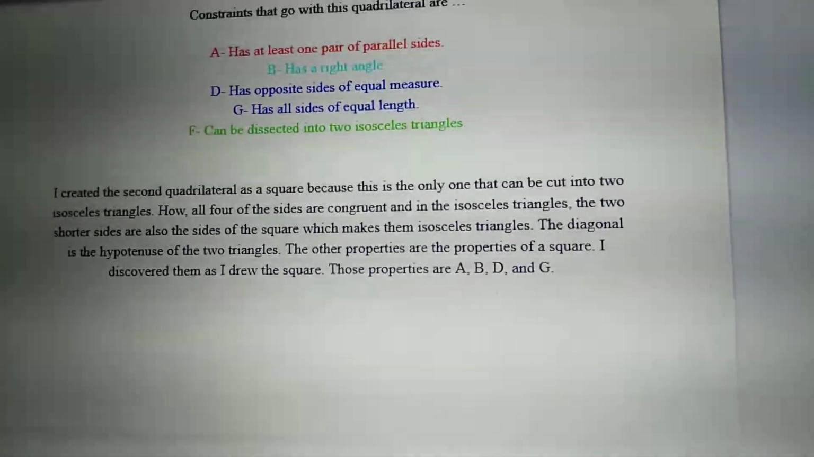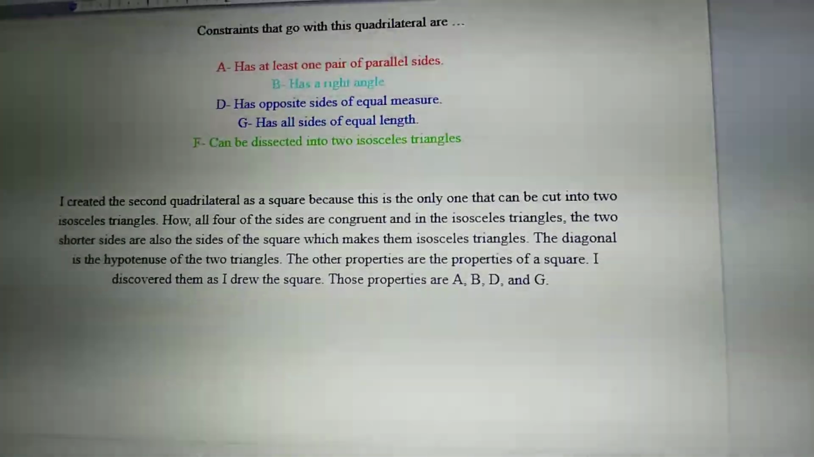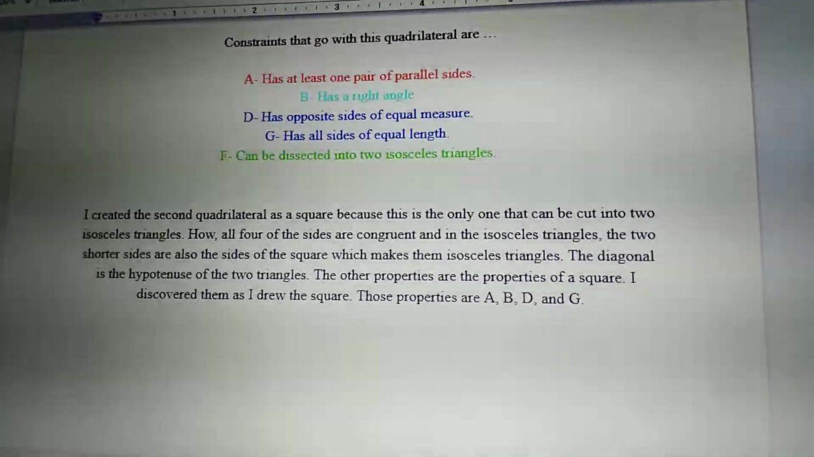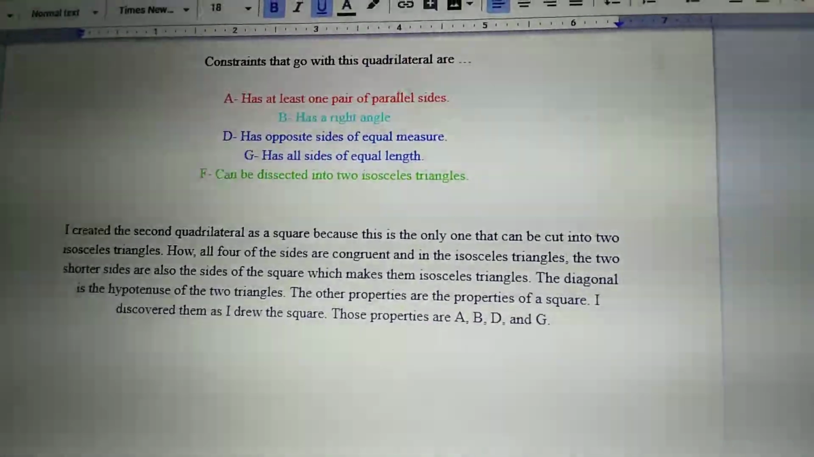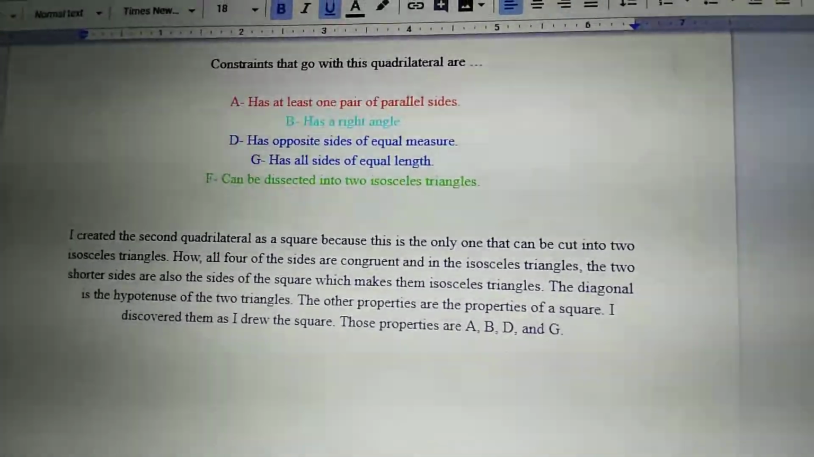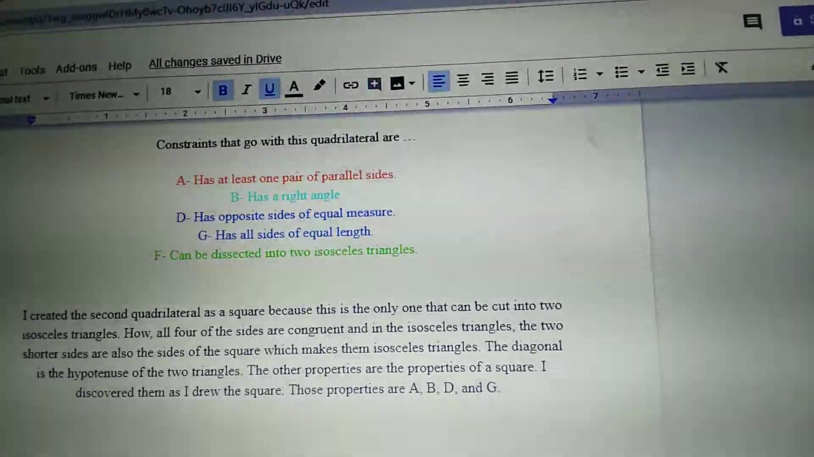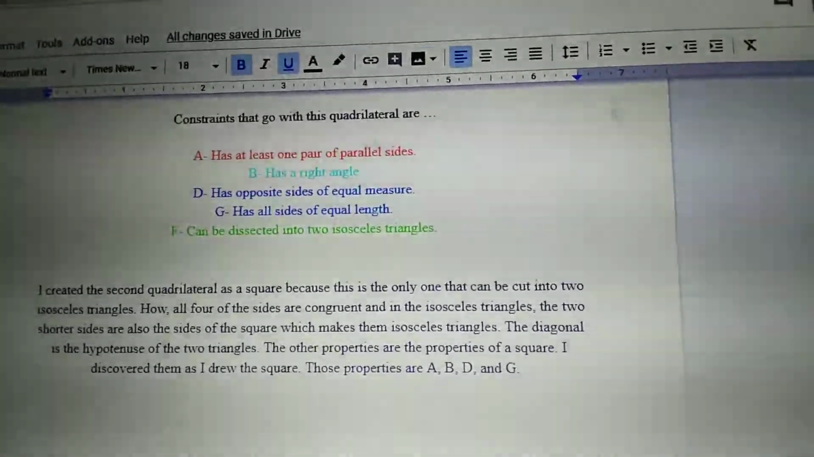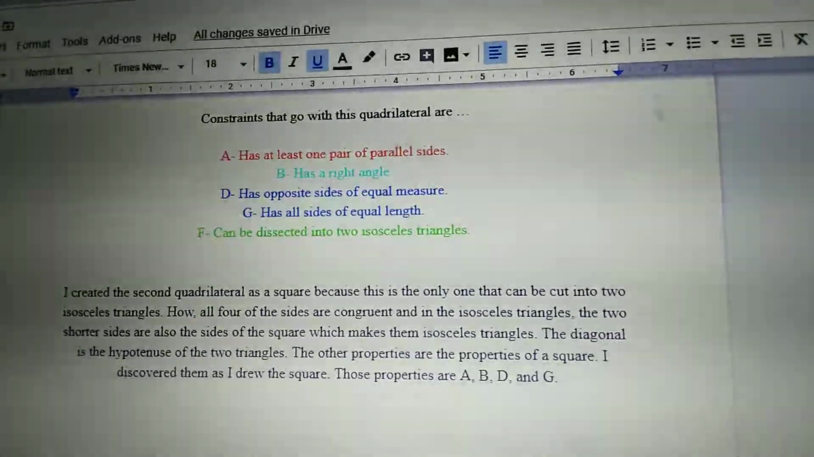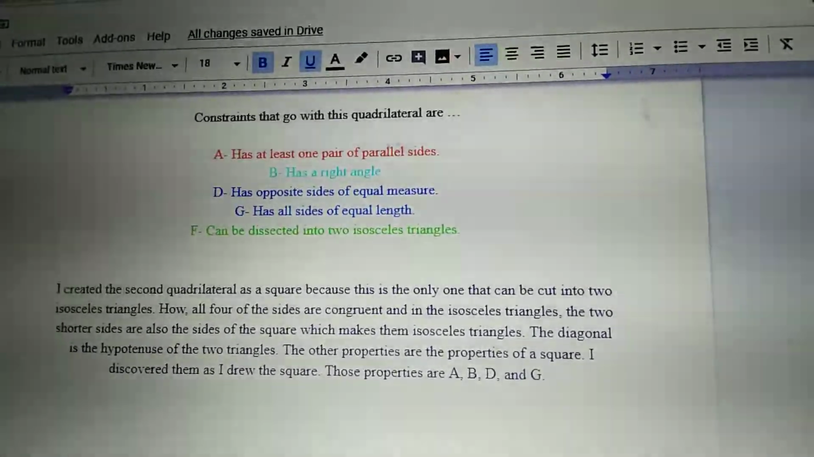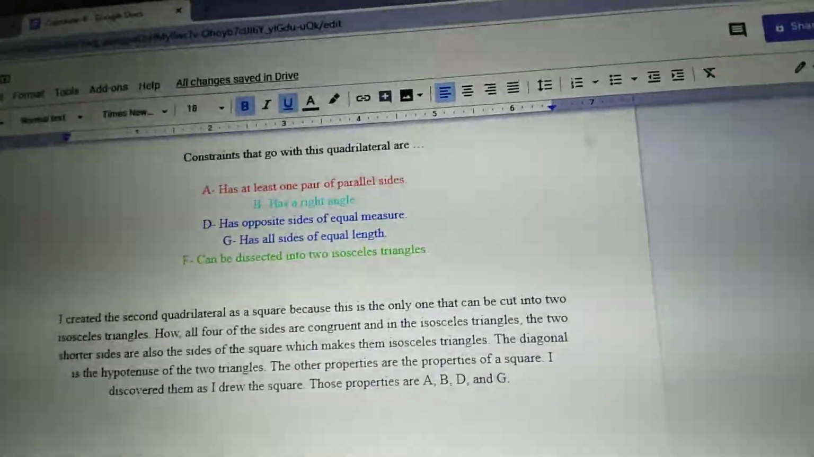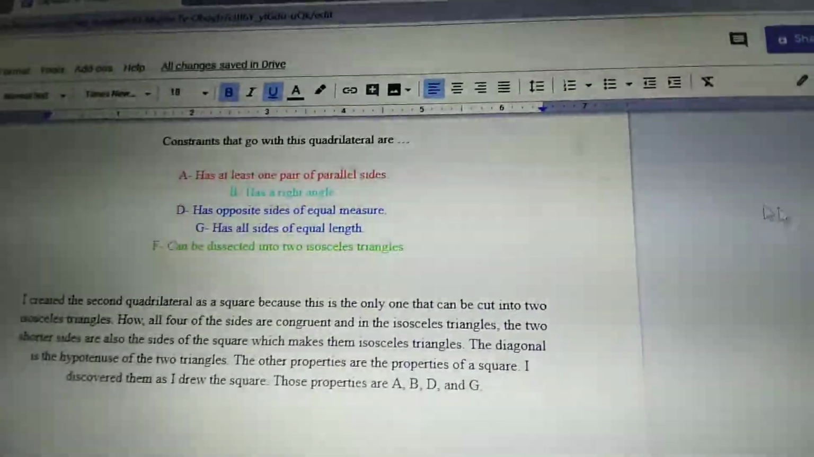So here's my explanation. I created the second quadrilateral as a square because this is the only one that can be cut into 2 isosceles triangles. And how can it be done? That's the question. All 4 sides are congruent in the square and the isosceles triangles. The 2 shorter sides are also the sides of the square, and of course that automatically says that they're isosceles. And the diagonal is the hypotenuse of the 2 triangles. The other properties are the properties of the square, and I discovered them as I drew the square. And those properties are A, B, D, and G.